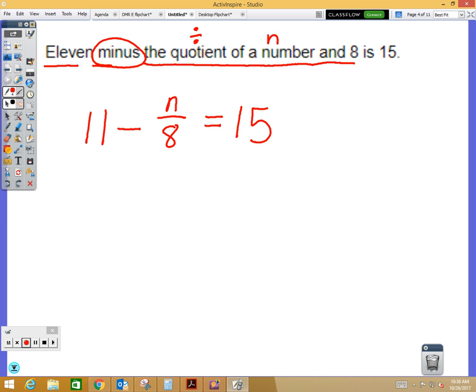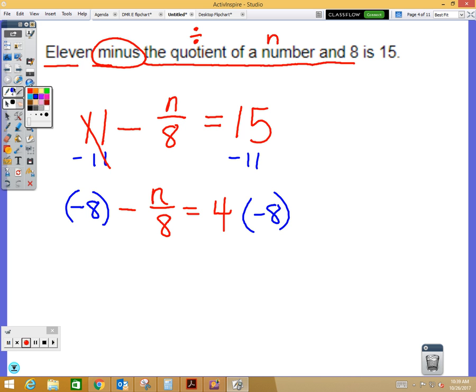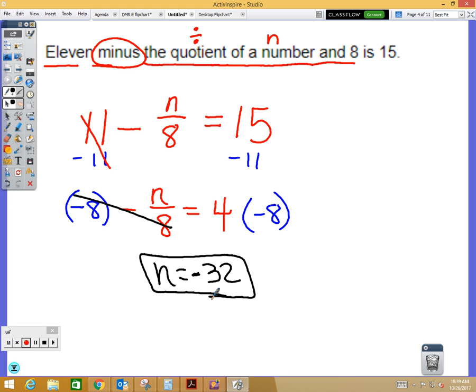Hopefully solving is the easy part. Solving, first step would be minus 11. So that doesn't get rid of that negative sign in front of your quotient. 15 minus 11 is 4. Alright, so we need to multiply by negative 8. And that's going to give us the final answer of negative 32. Questions on this one?